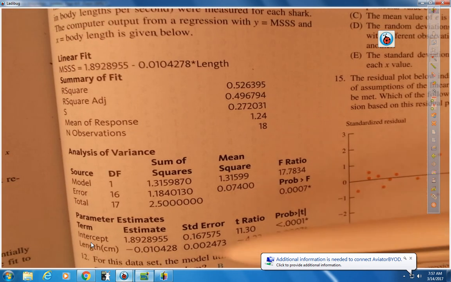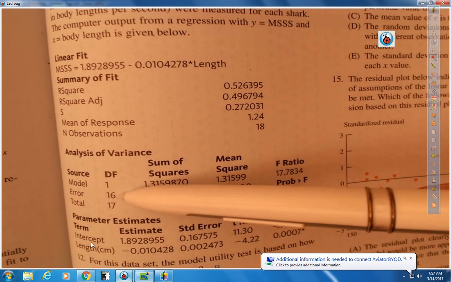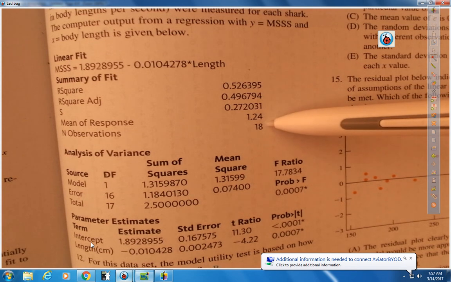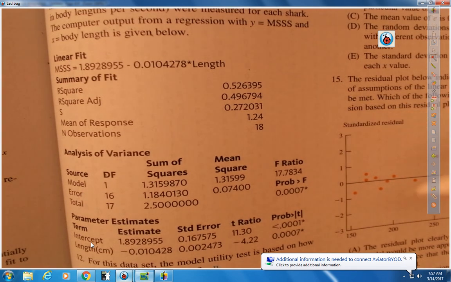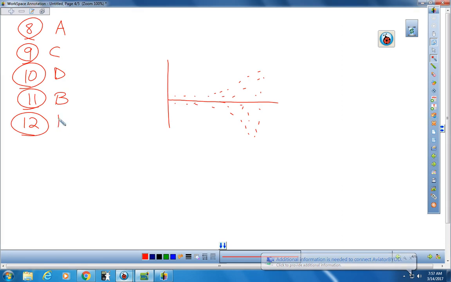So it says, for this data set, the model utility test is based on how many degrees of freedom. I can find that here, or I can do n minus 2. So either way, it's 16, which for number 12 is B. So I can go back. Number 12 is B. Number 13, it says, which is the p-value associated with the test. We already looked at that. That was 0.0007, right? So that is B as well.